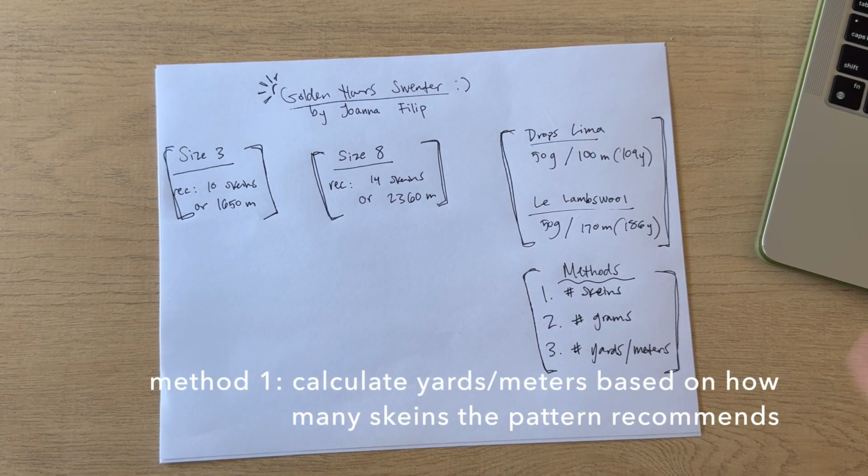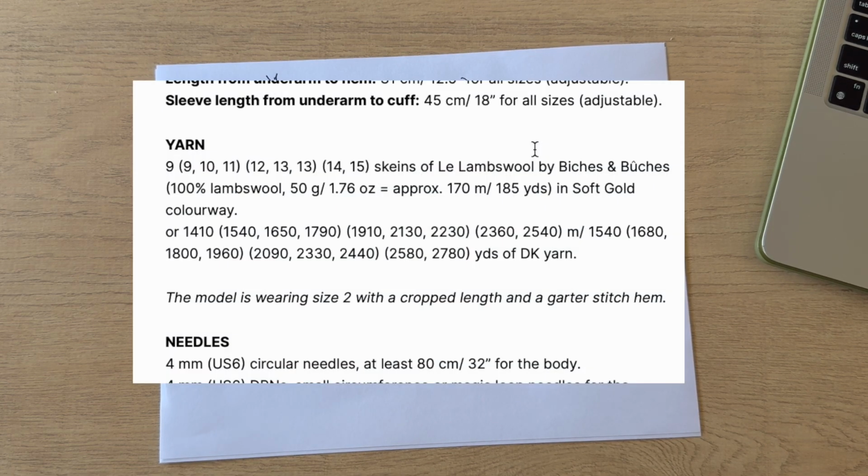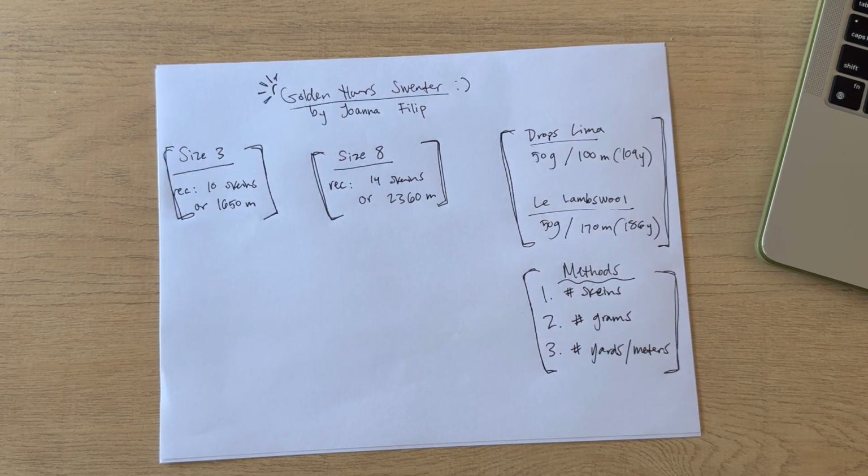So the first method that this pattern actually uses is the number of skeins needed for each size. So for size 1, it uses 9 skeins. For size 9, it uses 15 skeins of Le Lamb's Wool. You might be wondering, well, since I'm using a different yarn, since I'm using Drops Lima, how does this connect? How can I figure this out?